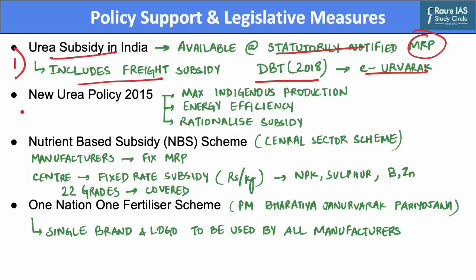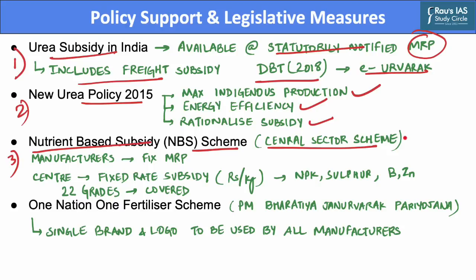The second policy initiative is the new urea policy of the year 2015, which has an objective of maximizing the indigenous production, promoting energy efficiency, and rationalizing the subsidy burden on the government. The third policy initiative is the Nutrient Based Subsidy Scheme or NBS, which is a central sector scheme just like the urea subsidy in India. This scheme was launched in the year 2010 when the prices of phosphatic and potassic fertilizers were decontrolled.